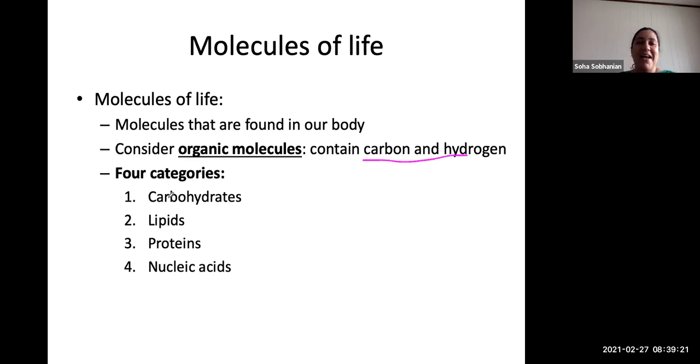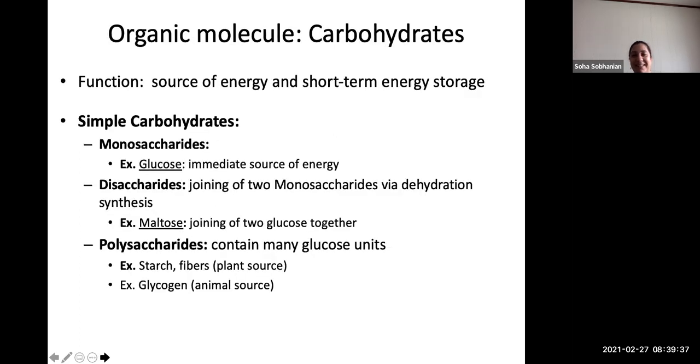Okay, so the last category which we're going to talk about is nucleic acid. And again, I'm not going to go into detail about that. We're just going to leave it until we get to the end of the PowerPoint. Okay, so you guys are funny. All right, so let's briefly go over each of these 4 categories of food.